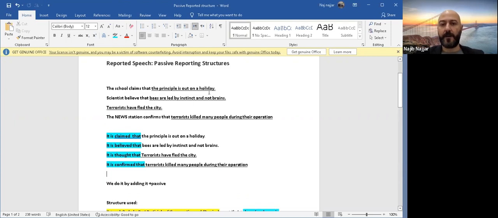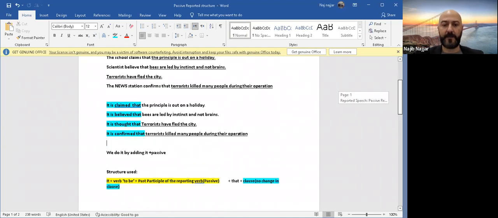The principal is out on a holiday. The principal is out on a holiday. I changed nothing. Terrorists killed many people during their operation. Terrorists killed many people during their operation. So I changed nothing. Bottom line, I'll wrap up by saying the structure is it plus verb to be plus past participle. This is what we call the passive form.